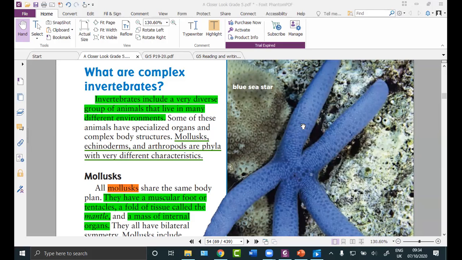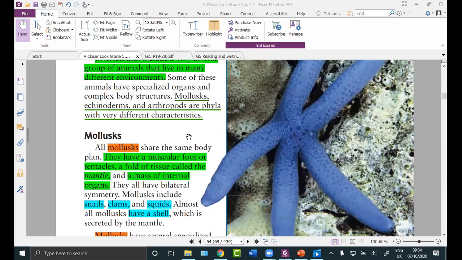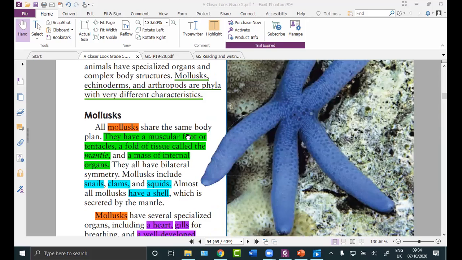Mollusks. All mollusks share the same body plan. They have a muscular foot or tentacles, a fold of tissue called the mantle, and a mass of internal organs. They all have bilateral symmetry. Mollusks include snails, clams, and squids. Almost all mollusks have a shell, which is secreted by the mantle. Mollusks have specialized organs, including gills, for breathing.